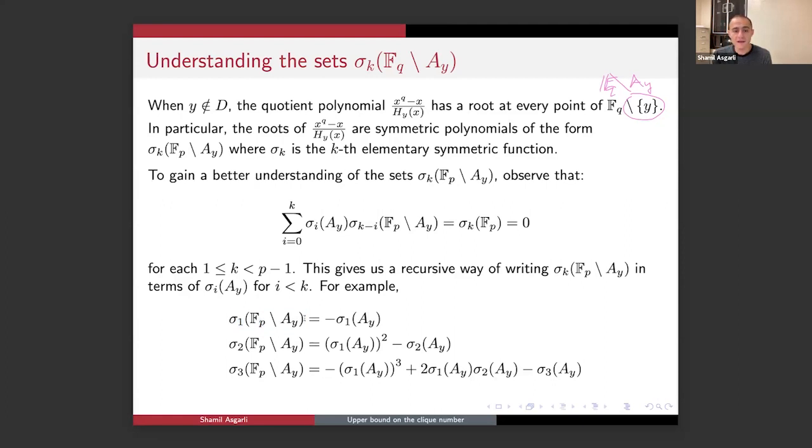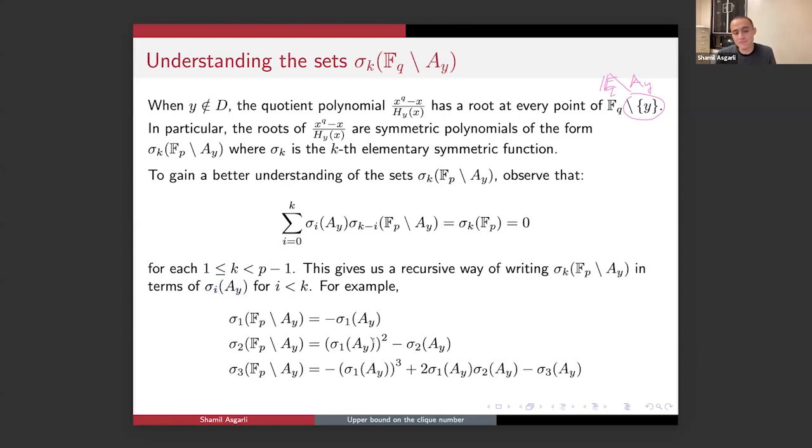And then you do k equals 2, then you do k equals 3. Basically, this formula allows you to express sigma k in terms of sigma i's. The reason is that you can use this formula to represent sigma k of F_p minus A as some combination of the sigma j of F_p minus A for j less than k. But then by recursion, by induction, those are expressible as polynomials in sigma i of A.